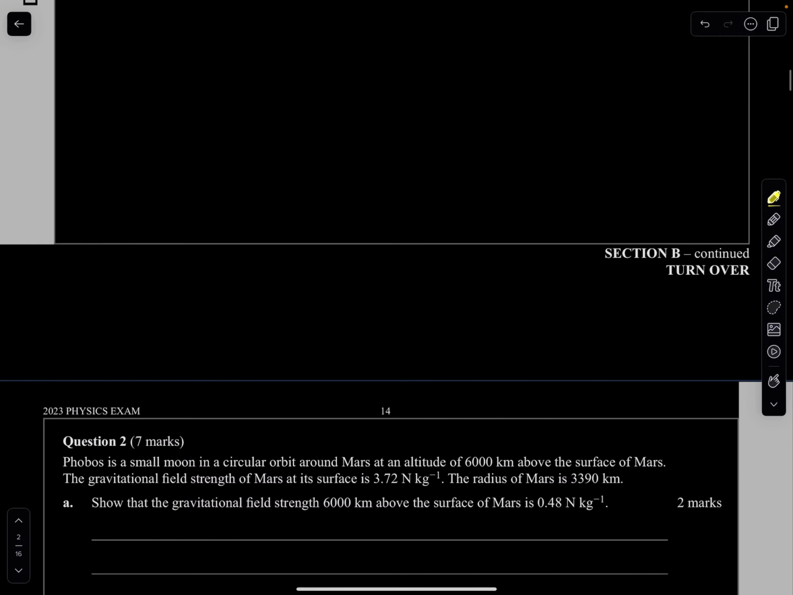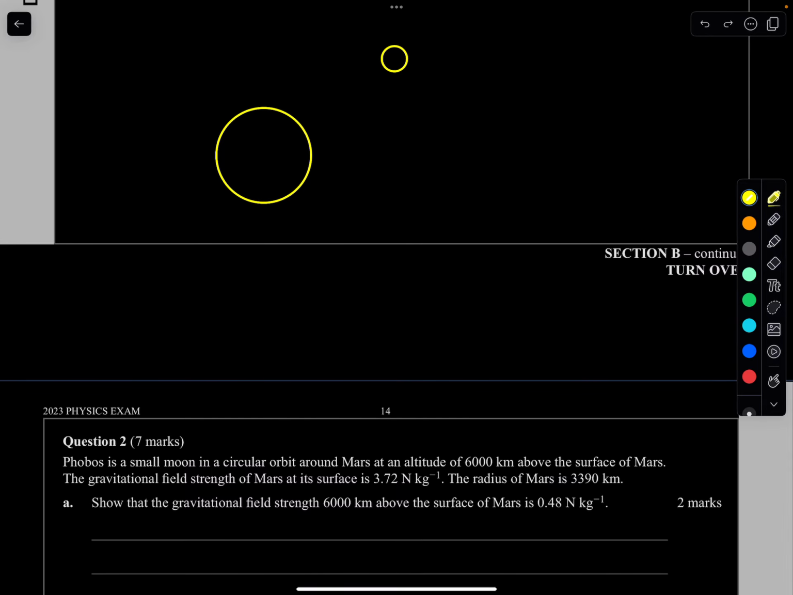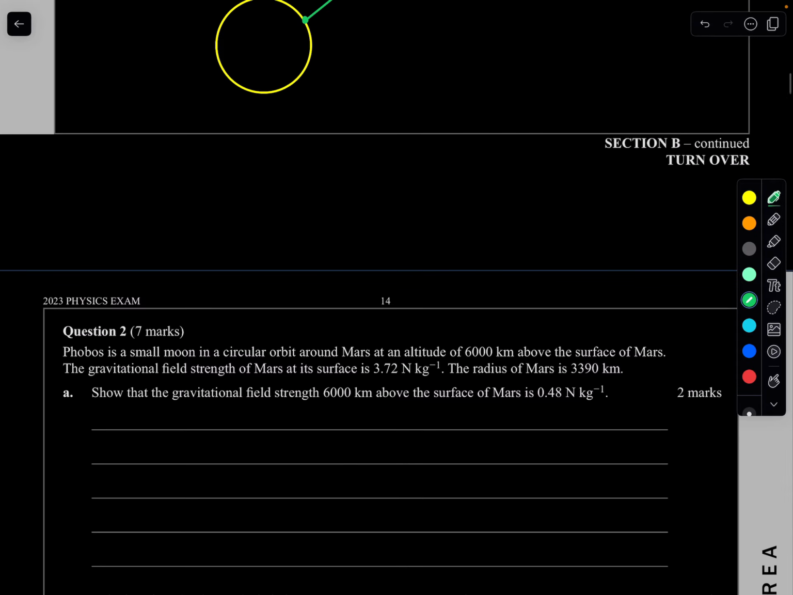So basically what we're trying to show is, say this is your Mars, and this here is your Phobos, your moon. So we basically know the altitude. Remember, the altitude is measured from the surface of Mars, and it is 6,000 kilometers. And we also know, above the surface of Mars, the gravitational field strength of Mars is that. And the radius of Mars is that.